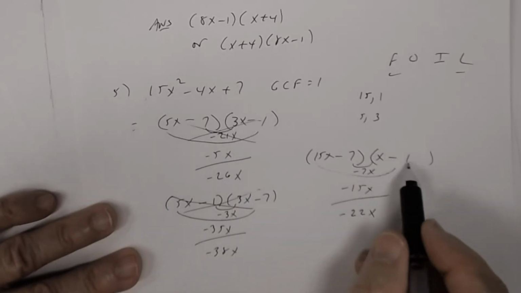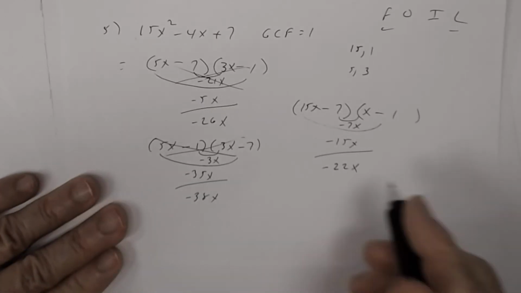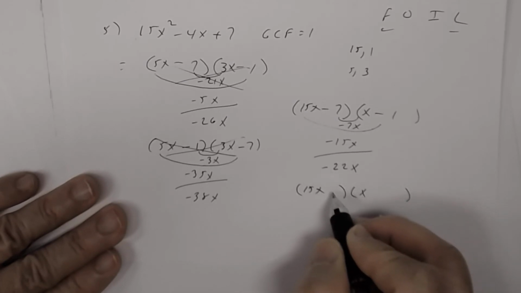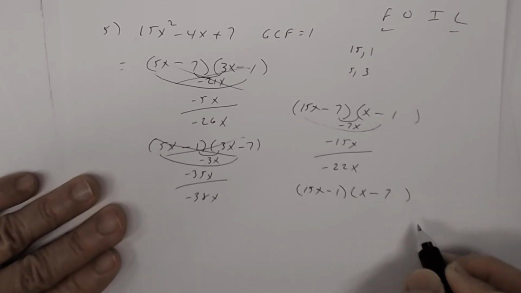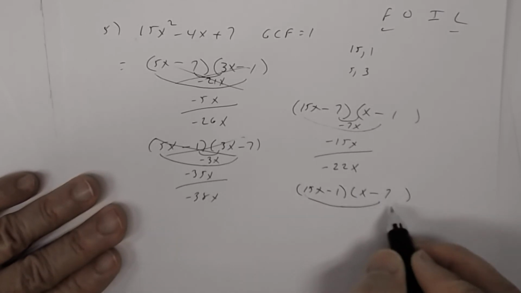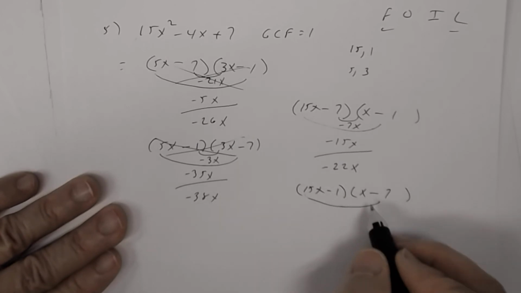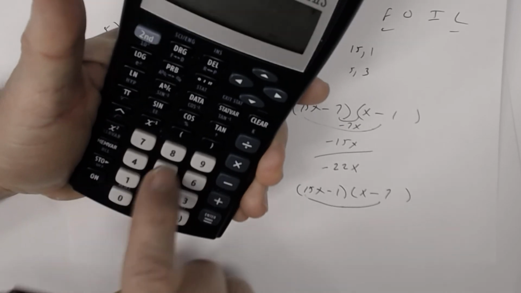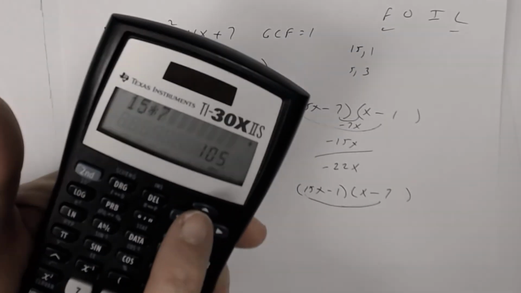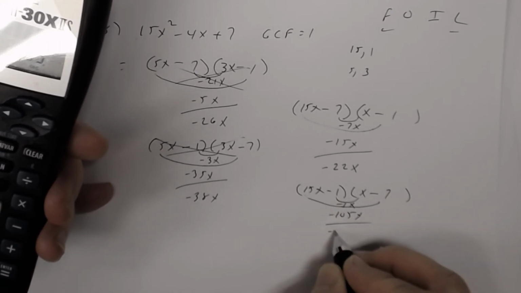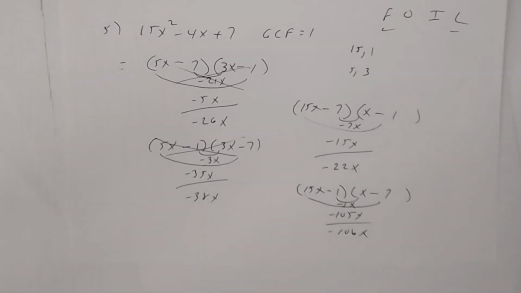And then if you switch the 7 and the 1 again, will that help any? No, it will not, right? It will not help at all if you switch the 1 and the 7, because notice that's a much larger product here. So 15x times a negative 7, 15 times 7 is 105. So this is a negative 105x. This is a negative 1x. That's a negative 106x. So we have exhausted all possibilities, didn't we?